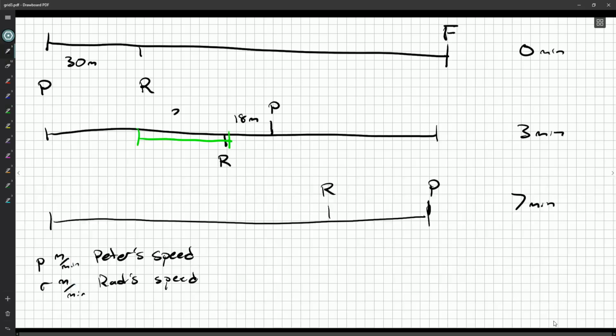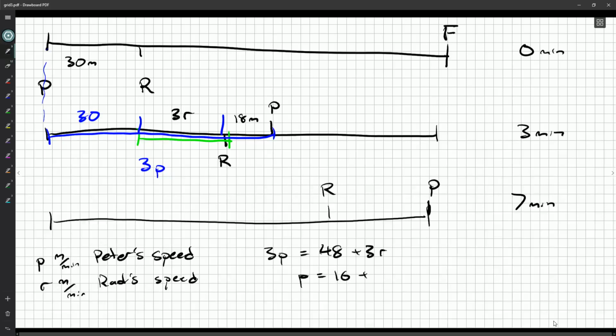So Rad will have gone a distance of 3r. Peter will have gone a total distance of, well, he's also gone for 3 minutes, so he'll have gone a distance of 3p. But we know that that's going to be 30 plus 3r plus 18. So 3p is 48 plus 3r. We can say p is going to be 16 plus r.